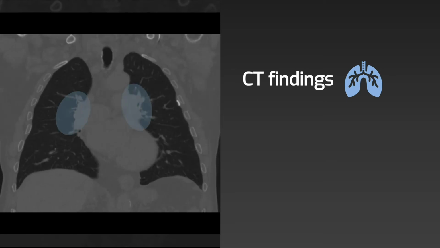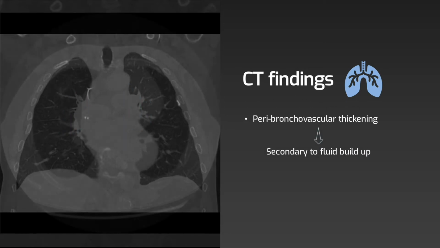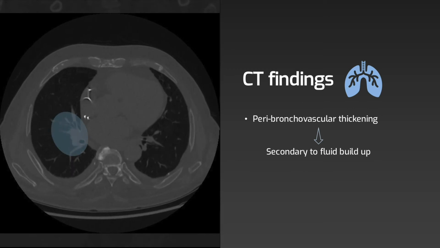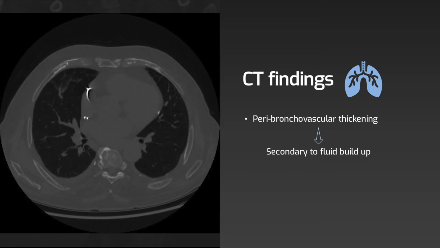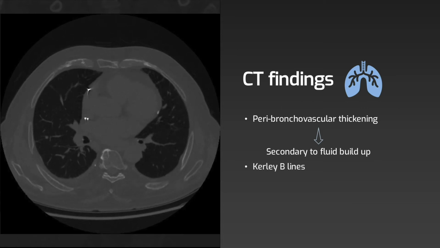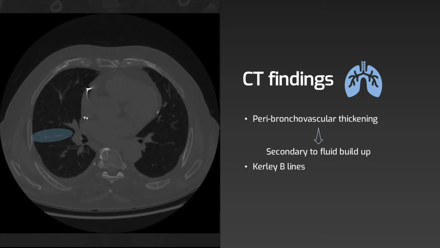Now, if we go to the coronal images of this CT, we can see what structures are responsible for the predominant perihilar peribronchovascular haziness: it is due to the smooth peribronchovascular thickening secondary to fluid buildup. We can see it again here, the peribronchovascular thickening along the fissures. There is also fluid buildup, which corresponds to these small Kerley B lines towards the peripheral lung surface.